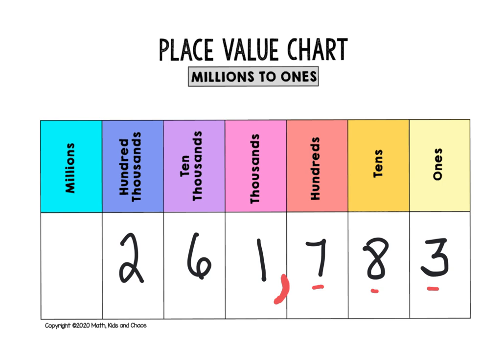So how we read this is 261,000, because now we're leaving this period to go into the ones period, 783. So when you see that comma, that helps you stop and tell you what period we are at. We're at the thousands.